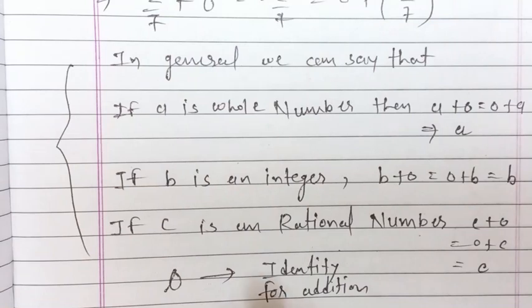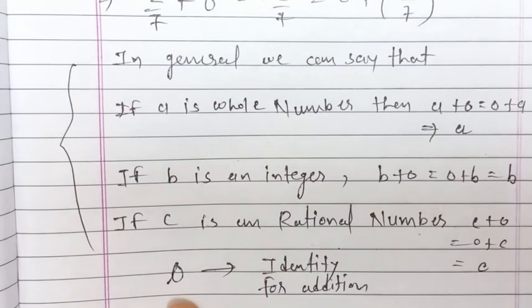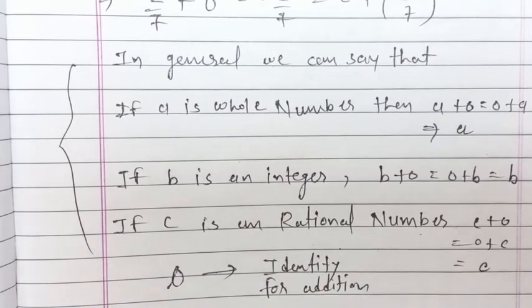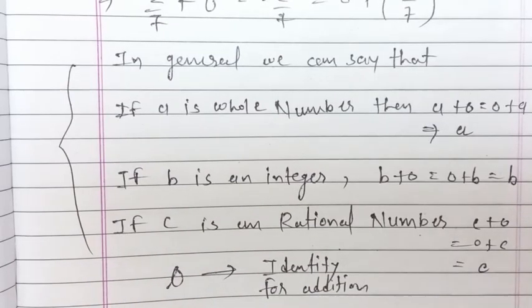So this is the role of 0. And what is the role of 0? The role of 0 is that it is the identity element for addition of rational numbers.